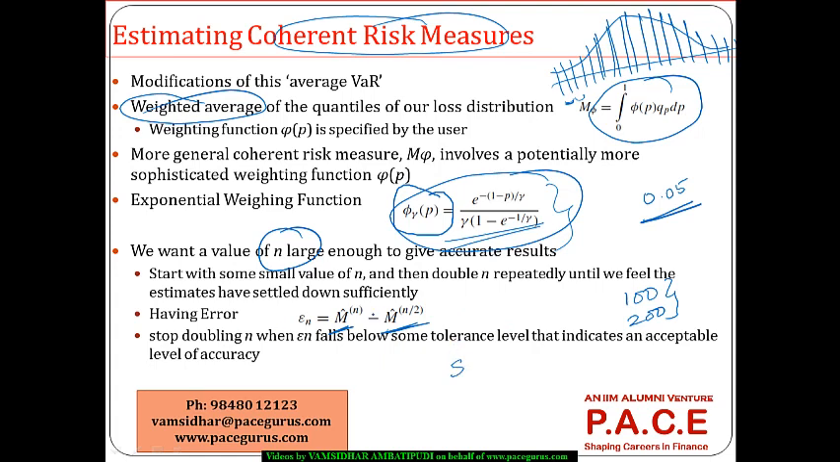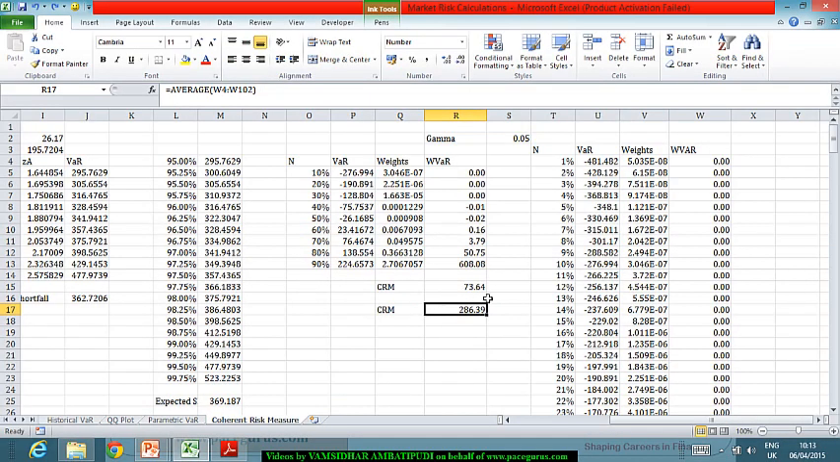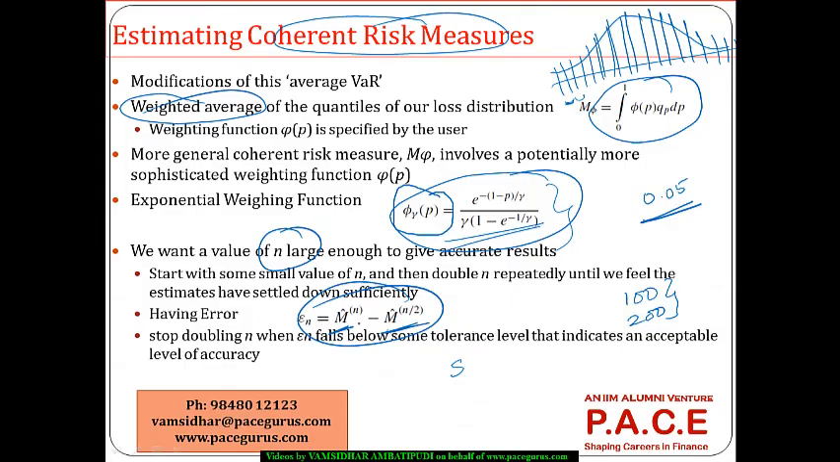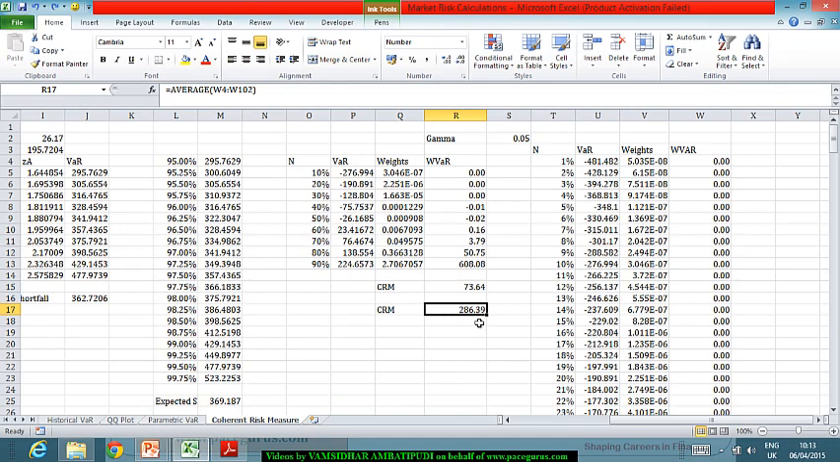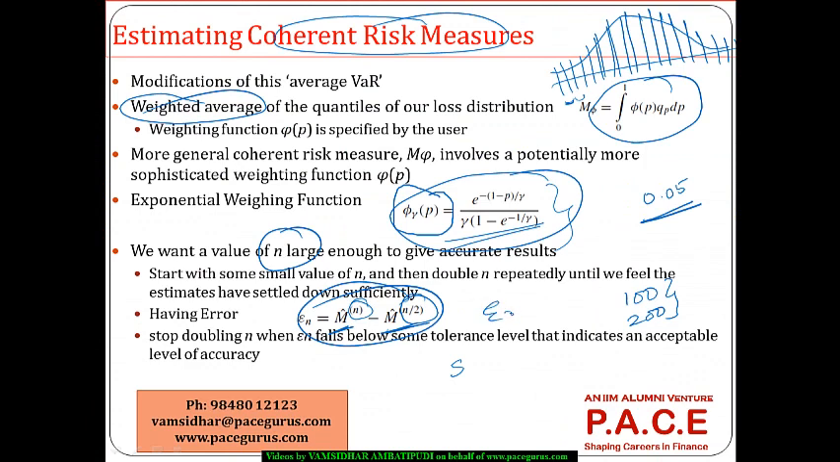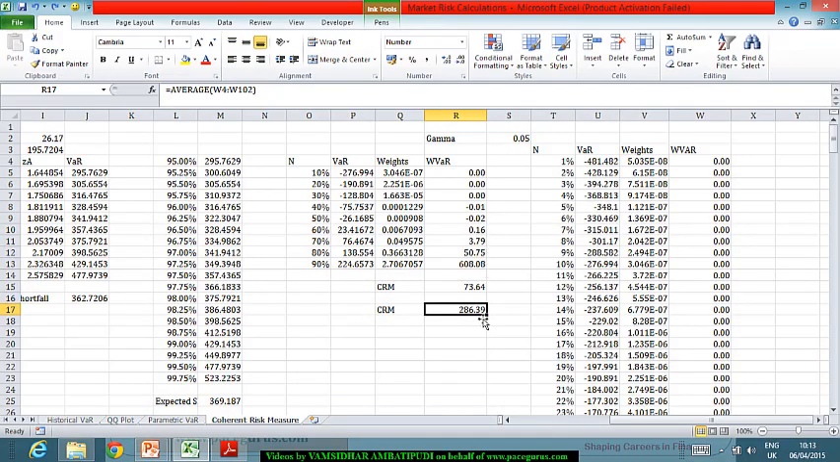I call that an error. Whatever risk measure value I am getting by taking n versus taking n by 2, based on these two, I am finally arriving at my coherent risk measure, seeing whatever is the error. I am keeping on doubling the n to see that the error is coming down. I'll set a tolerance level for this error, and that is where I'm stopping the doubling process and finally boiling down that this is the value that is associated with my coherent risk measure.